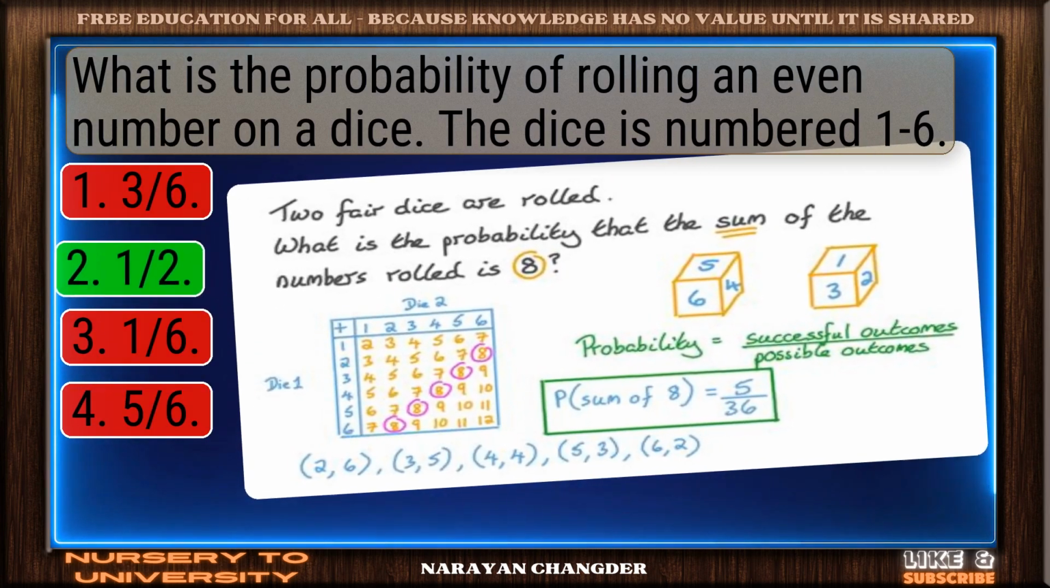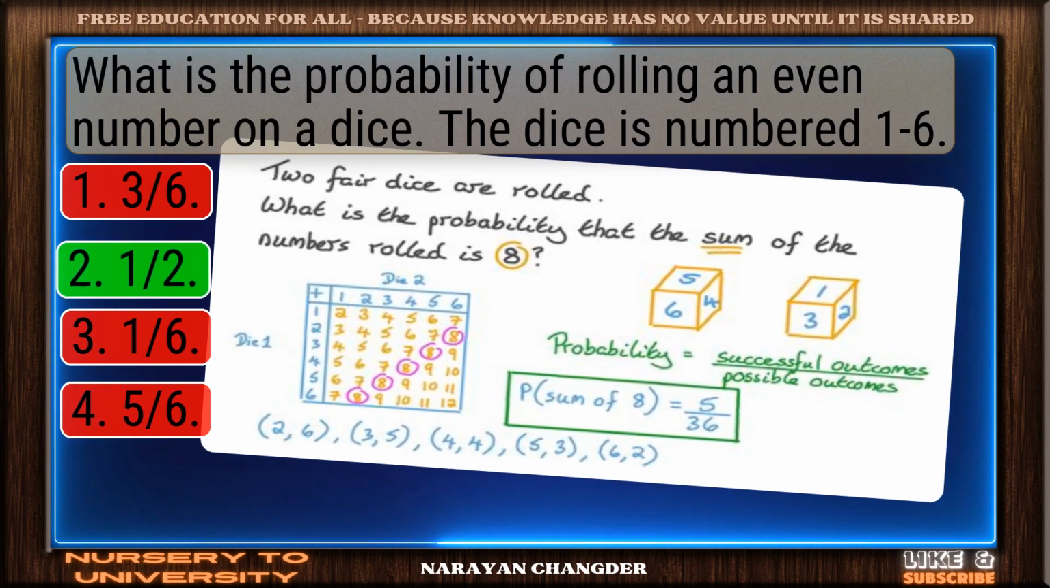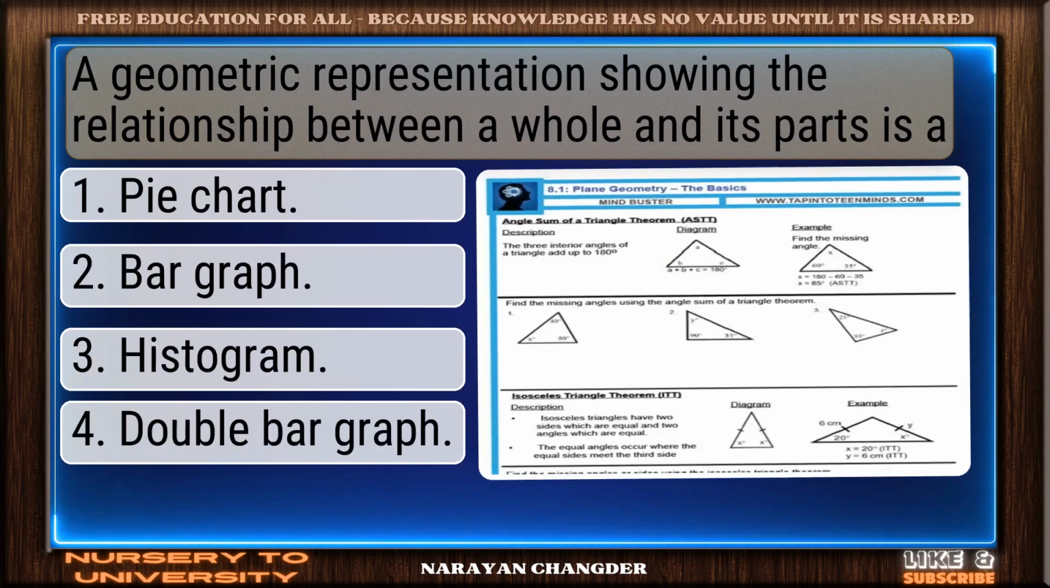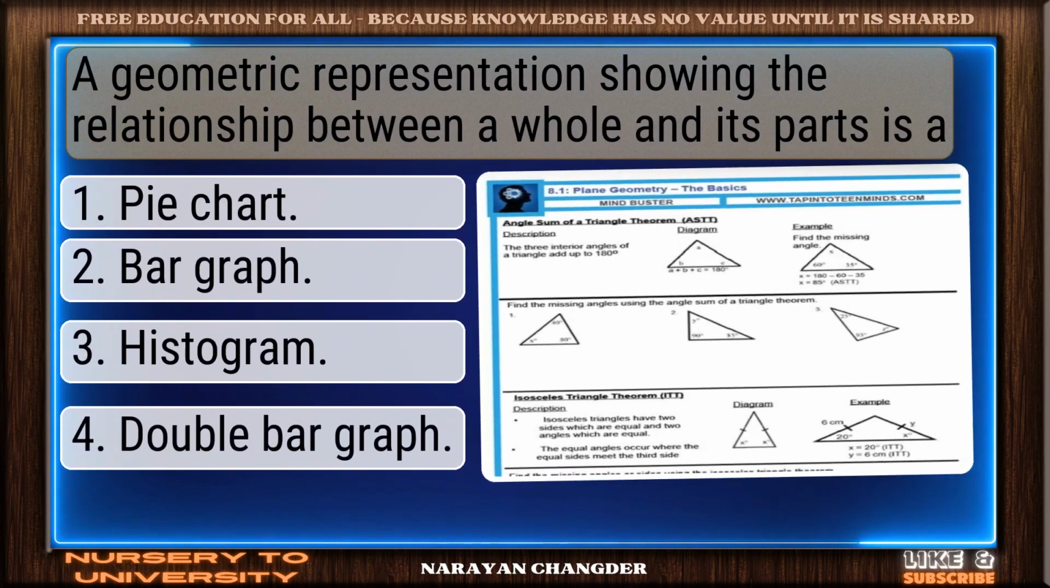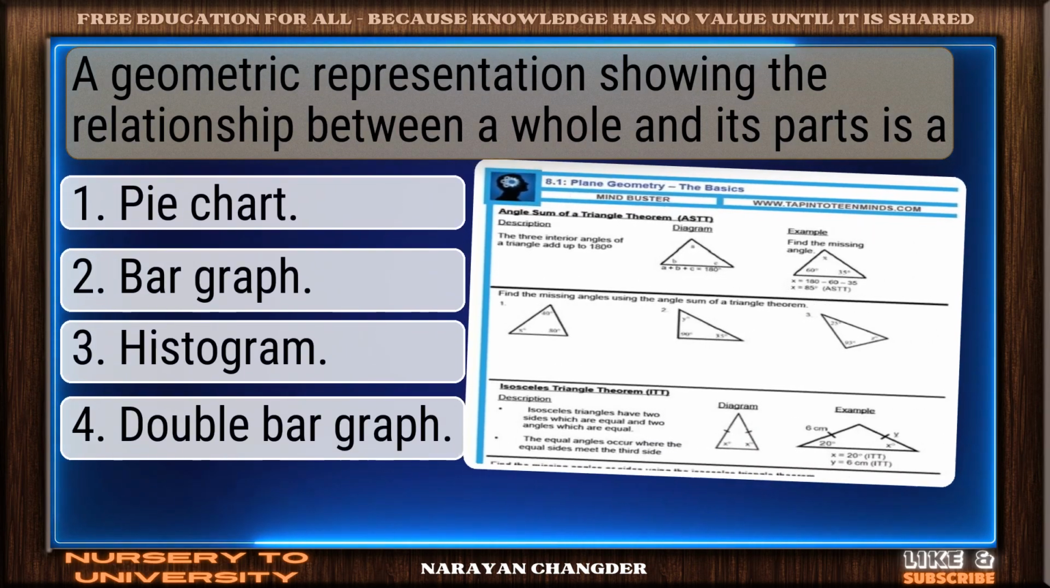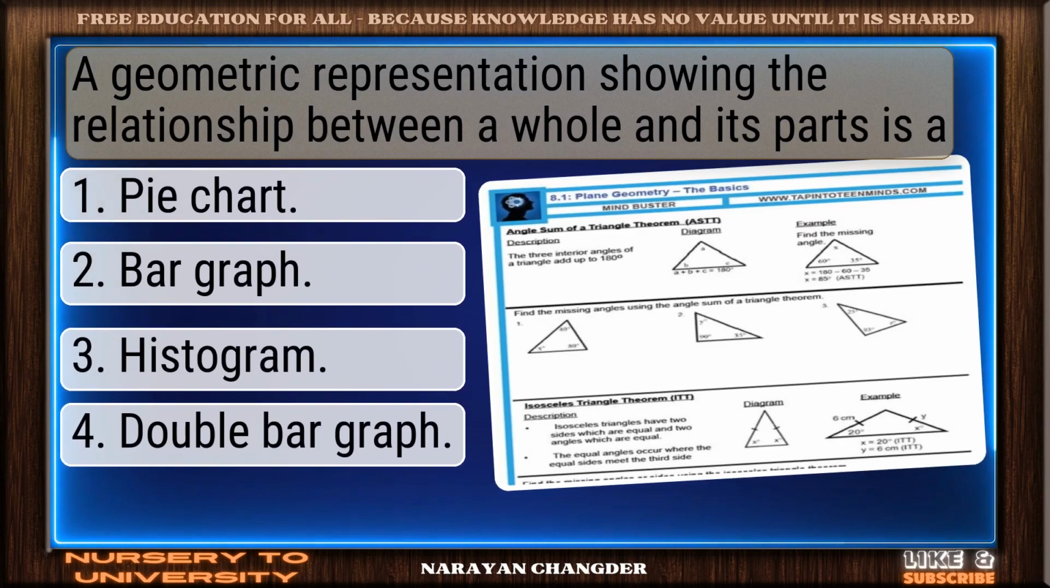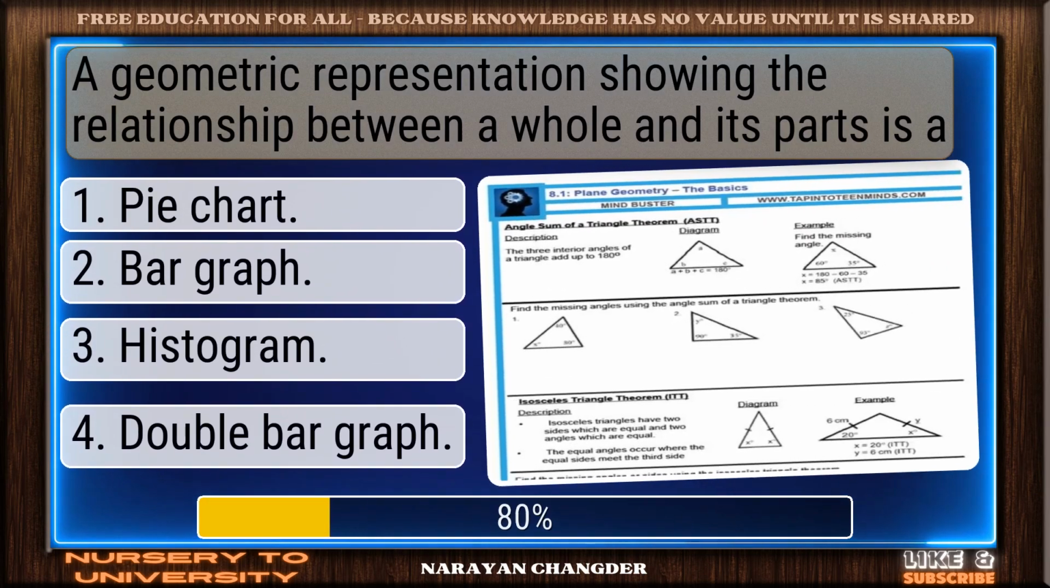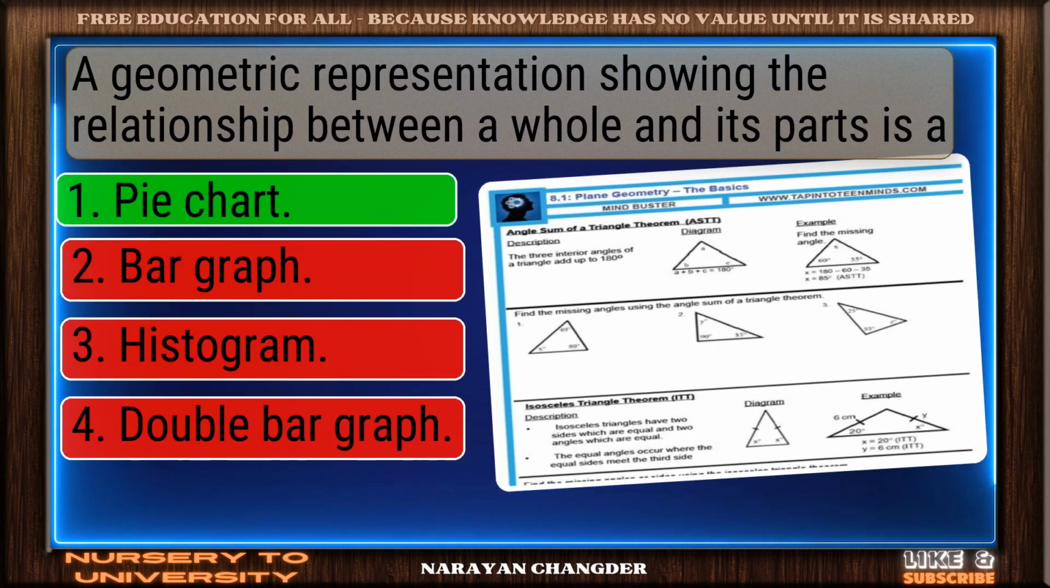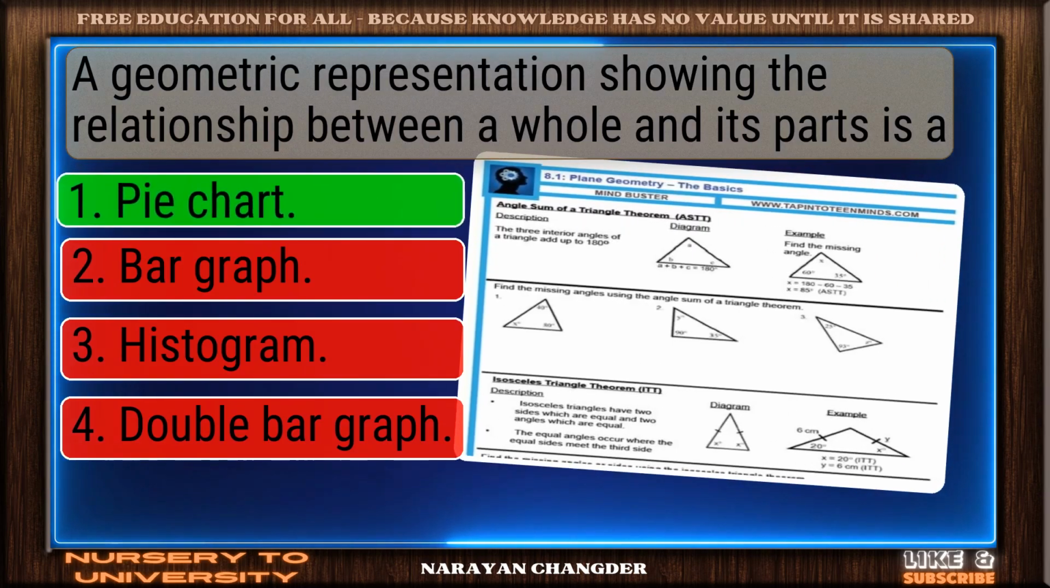Nice selection. 1 pre 2 is the correct and valid answer. Question number 30. A geometric representation showing the relationship between a whole and its parts is a... Smart pick. Pie chart is the correct choice.